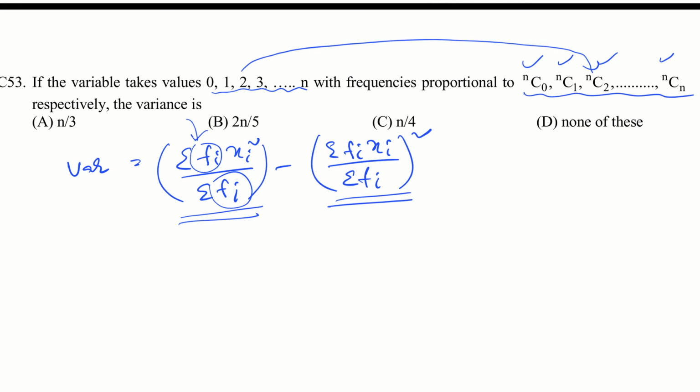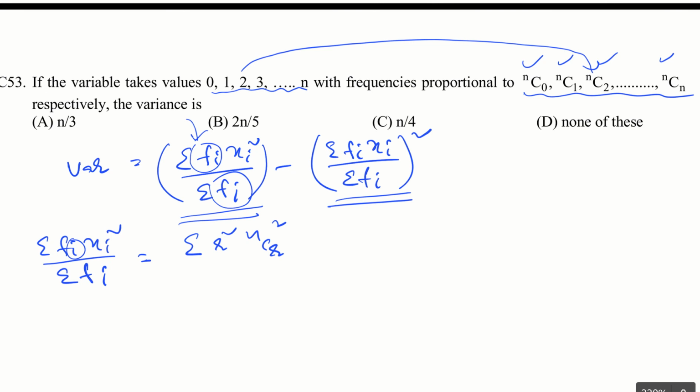Therefore, let me first calculate sigma fi xi square by sigma fi. So I get sigma fi xi square, if I take, I am having it as r square into ncr square.